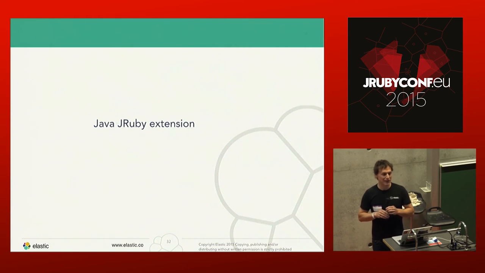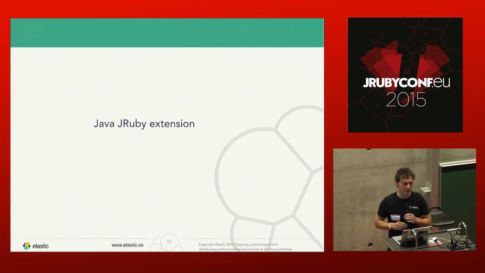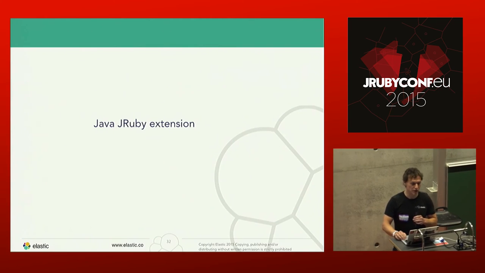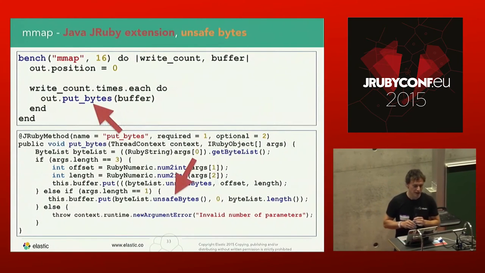So now another implementation. Instead of talking with a plain Java implementation, let's try to create a JRuby extension in Java. Our benchmark is pretty much the same. We're going to use put bytes and buffer our Ruby string, and below we can see the JRuby method defined in Java. There's some boilerplate code in there, basically to check the arguments, but at the arrow we can see that we do a buffer put. We know that the Ruby object there is a Ruby string, so we can do approximately the same thing: use the byte lists and use unsafe bytes to avoid copying the bytes.